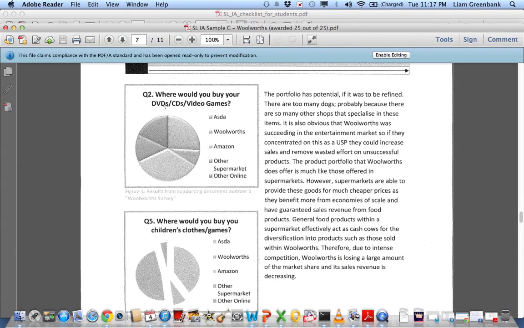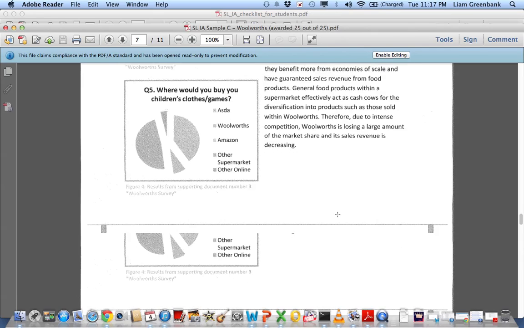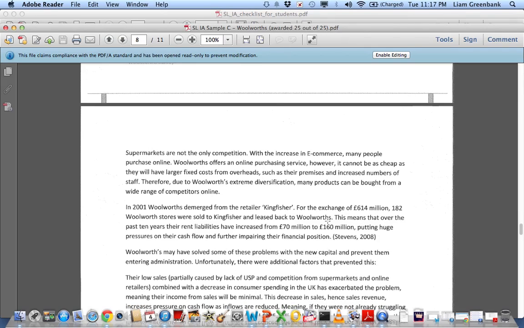So again, they're constantly mixing in sources from the primary research, from the questionnaires, and from Boston Matrix, and from the other research that they've done. They've put here, supermarkets are able to provide these goods for much cheaper as they benefit from economies of scale. Economies of scale, again, another term. They should reference this to where they got the term, but again, they're mixing in the theory in a relevant manner as they go through.